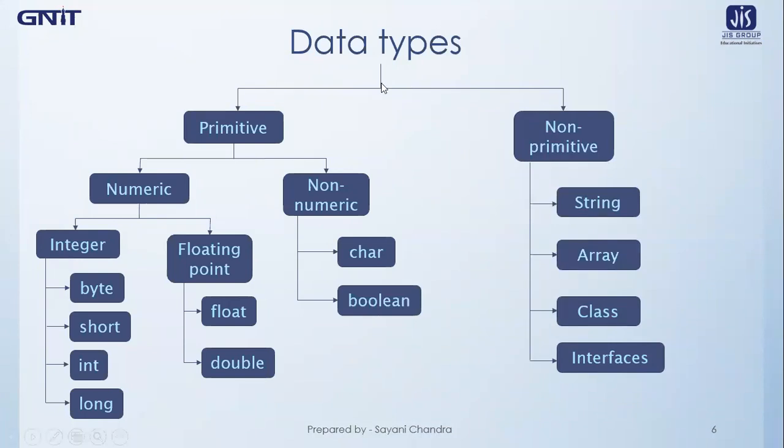Data types are mainly of two types in case of Java: primitive data type and non-primitive data type. Primitive data type is again divided into two categories: numeric data type and non-numeric data type. Numeric data type are of two types: integer types and floating point types. Integer types are of four types: byte, short, int, long. And there are two types under floating point types, which are float and double. There are two more types inside the non-numeric category, which are char and boolean. And these four are the non-primitive types. So let us discuss each one of them one by one.